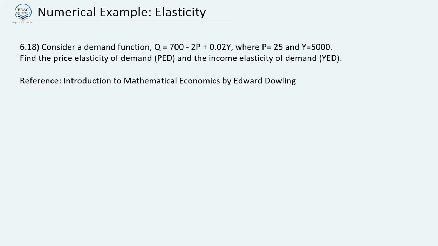The first one I borrowed from this book, Edward Dowling, and I'm going to consider this example 6.18. So we are given a demand function Q equals 700 minus 2p plus 0.02y, where p refers to price, and y refers to income. Both the value of price and income are given as well, and we need to find the price elasticity of demand as well as income elasticity of demand.